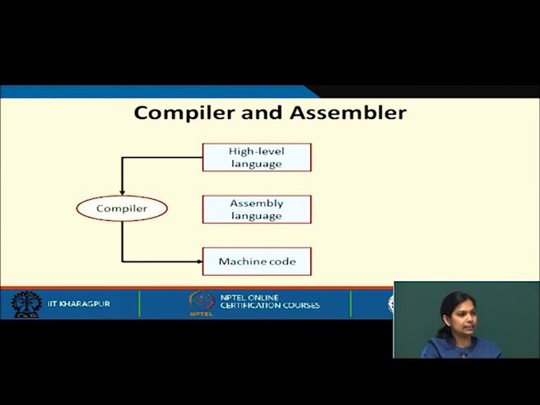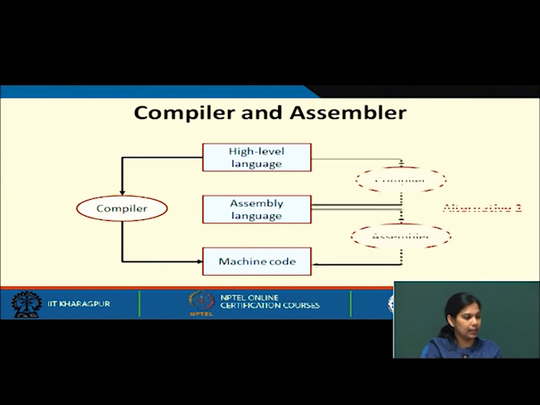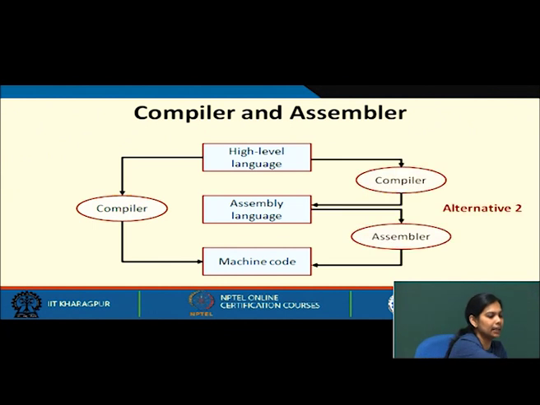So, as I said, you have a high level language and then you can have a compiler that will generate an assembly language, and then that assembly language will be fed to an assembler that will generate machine language, or directly you can have a compiler that will generate your machine language. These are the two alternatives that happen.